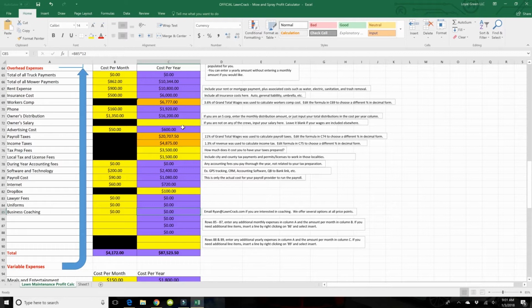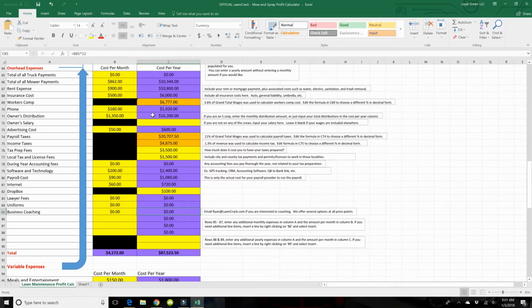Workers' comp is calculated for you. The orange cells calculate for you based off of all the other numbers you put. And you can change this. I use 3.6% to calculate workers' comp, but you can change that if you would like. I pay too much for my phone. I have 3 phones, so that's why that expense is so high.